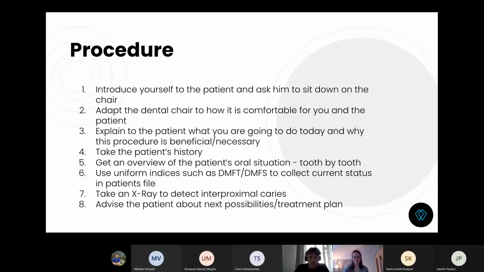Explain what you're going to do, and then the first thing to do is take the patient's history. It's always easy to forget. You always want to jump right into the mouth and start examining, but of course the patient's history is a very important component of the clinical examination. Then you'll get the overview of the oral situation, going tooth by tooth, and also the soft tissues in the mouth. And you can make use of different indexes like DMFT, DMFS, and also different periodontal indexes. And in the end, you can do X-rays, and from this examination, create a treatment plan and possibilities for the patient that you can discuss with the patient. Next one.